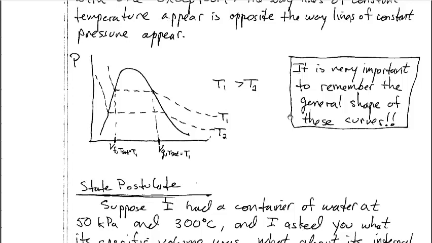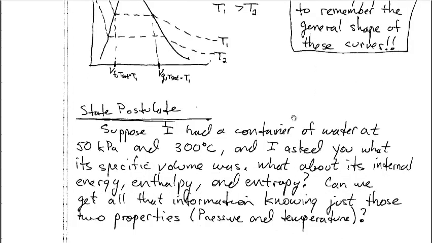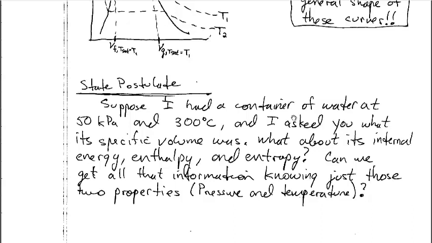Okay, so now that we have a general idea of the phase diagrams that we'll be using this semester, we can now introduce a really important concept, which is called the state postulate. Okay, so to set the stage for the state postulate, let's suppose that I have a container of water, and suppose it's a sealed container, let's suppose that the water has a pressure of 50 kPa and a temperature of 300 degrees Celsius.